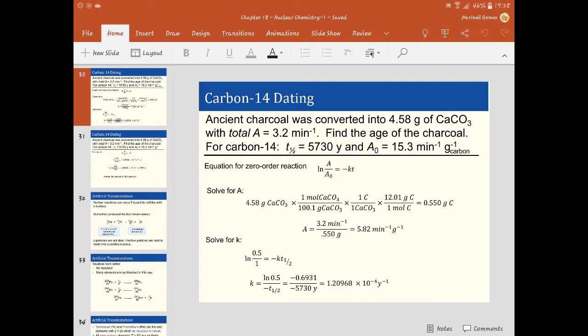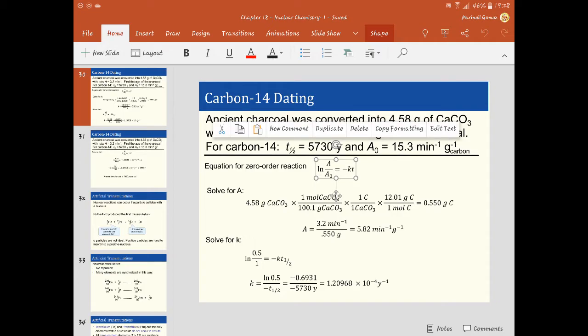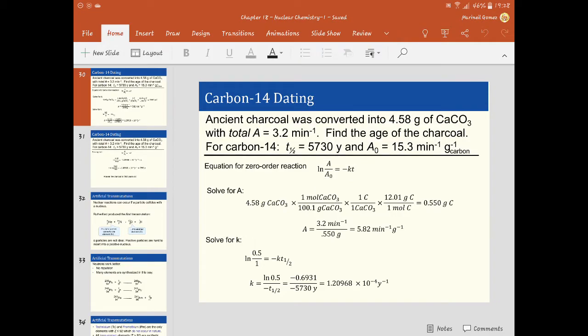Now, let's first analyze the problem. We are looking for the age of the charcoal, that is t. From our equation, we have A0 already, and then we have a total A, which is the total activity of the 4.58 grams of calcium carbonate. If you look at it closely, our A0 is 15.3 per minute per gram of carbon, but this activity is 3.2 per minute for the 4.58 grams of calcium carbonate. So we need to convert A to the same basis.